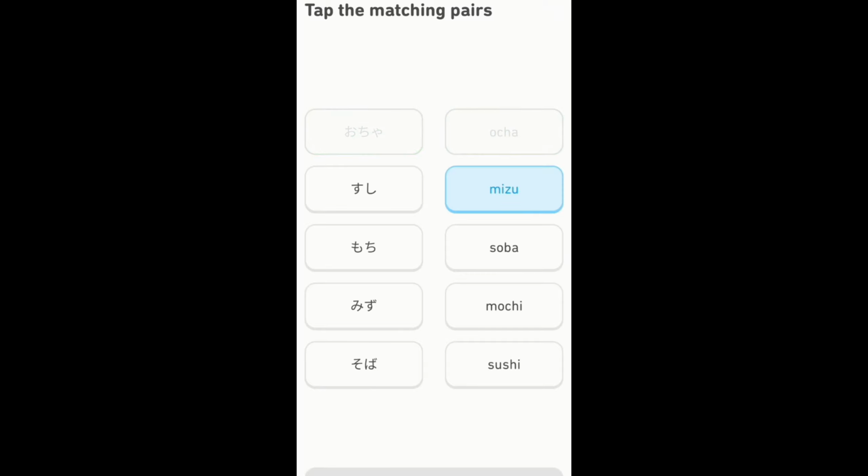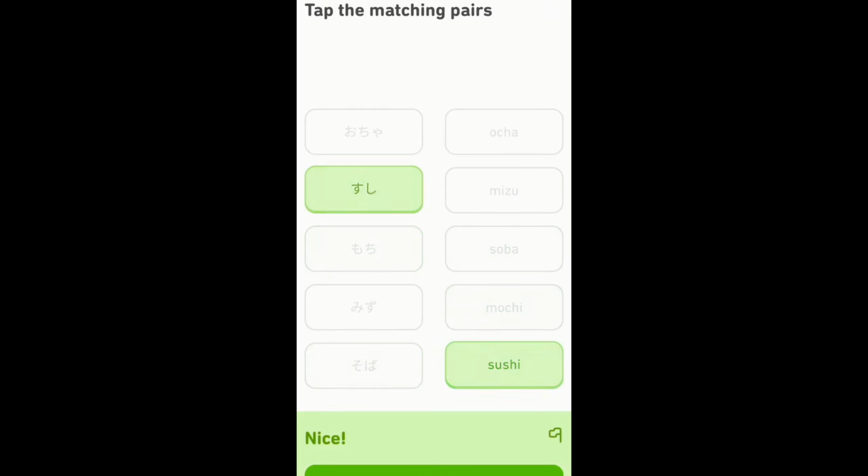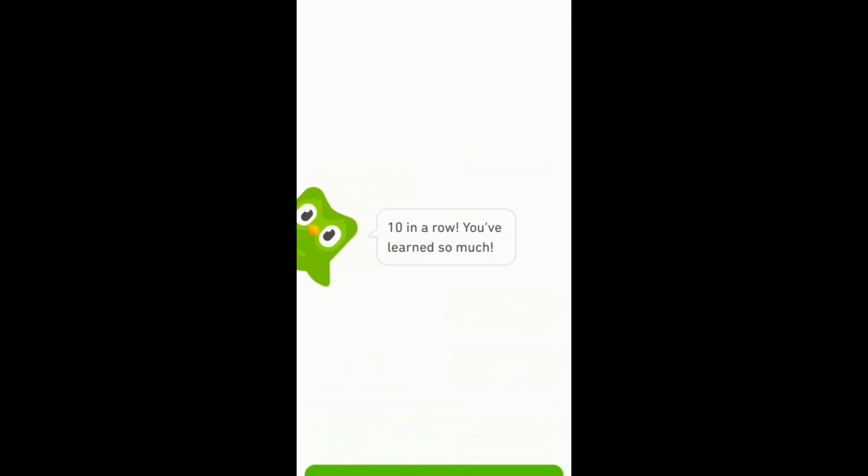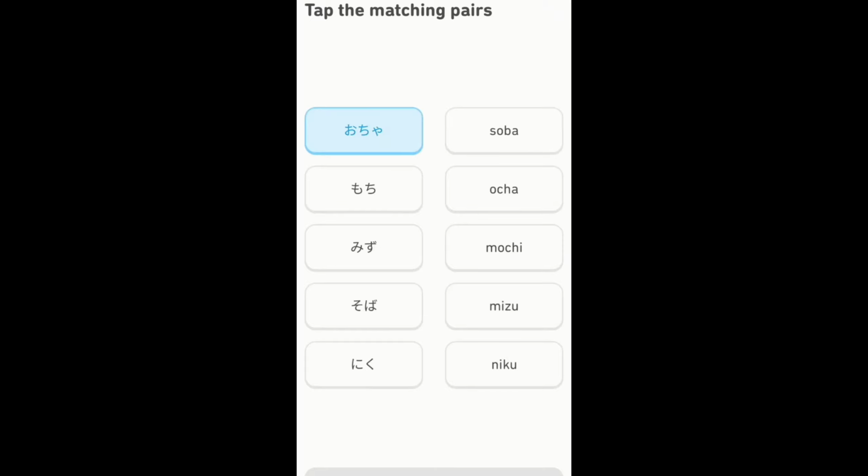Second one is sushi. Okay, third one is mochi. Fourth one is great. Now match the following pairs. And fifth one, really. This one on the left. Great.